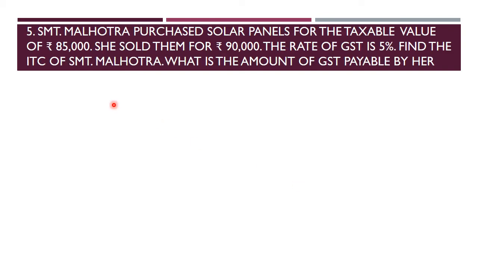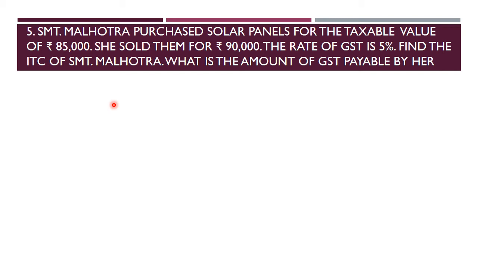So this is the fifth question. Mrs. Malhotra purchased solar panels for the taxable value of rupees 85,000. That means the taxable value is 85,000, and she sold them for rupees 90,000. Okay. So the cost price is 85,000 and the selling price is 90,000.